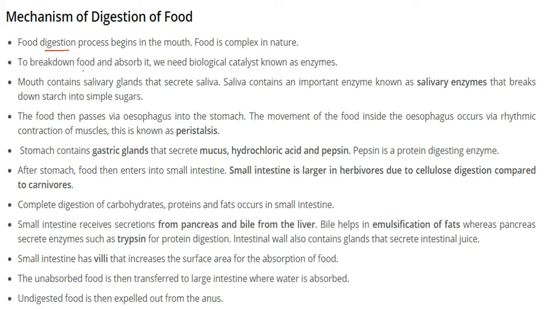For breaking the food, and in order to absorb that food, we need some catalysts, and these are called biological catalysts or enzymes. The mouth has salivary glands, and they secrete saliva. This contains an important enzyme. These are known as salivary enzymes, and they break down starch into simple sugars. Most of the food contains starch. We need to break it down to simple sugars. And the food then goes via the esophagus into our stomach.